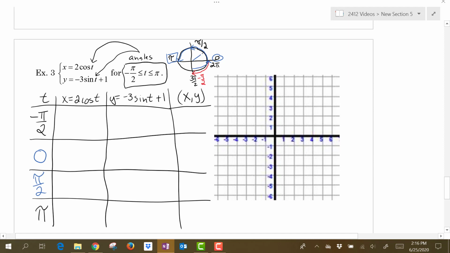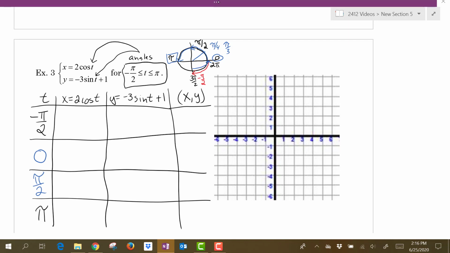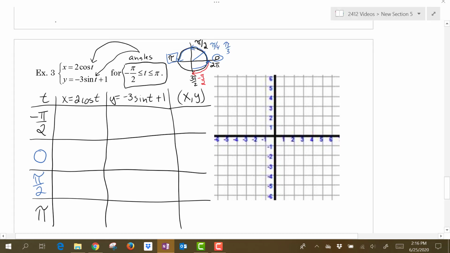If you want to include any measure in between, if you want to do pi over 4, pi over 3, any of those measures that appear within those quadrants, that is fine. That's completely up to you. You can plot as many or as few points as you need to feel like you get a complete and accurate picture that fills up our piece of graph paper. So I'm going to choose these 4 t-values, and we're going to plug them in.